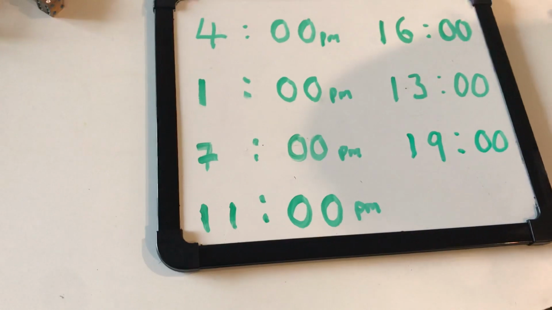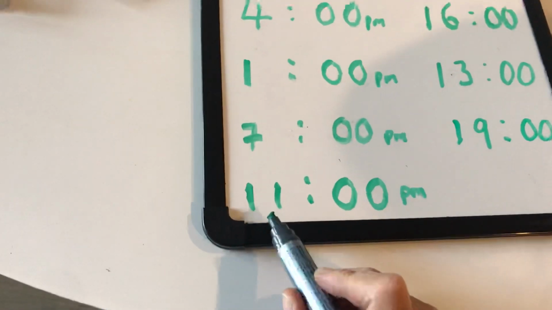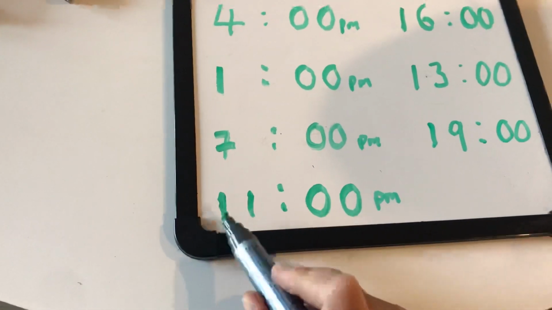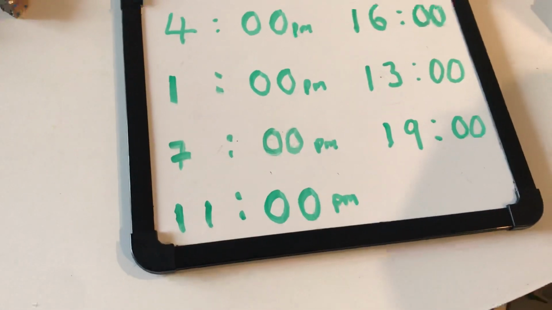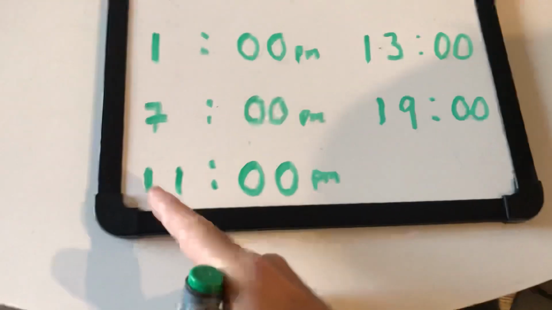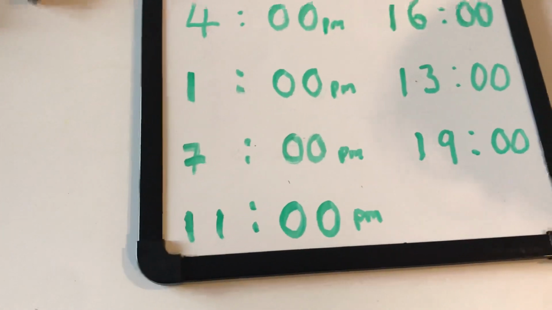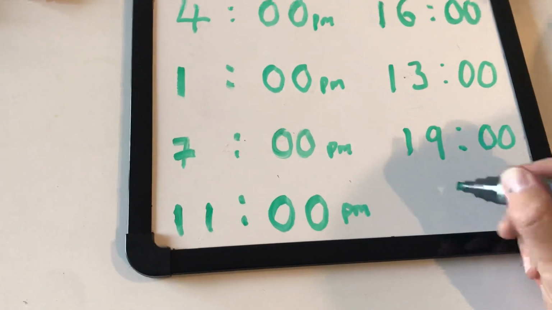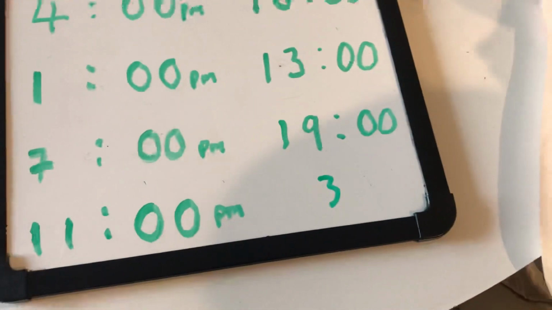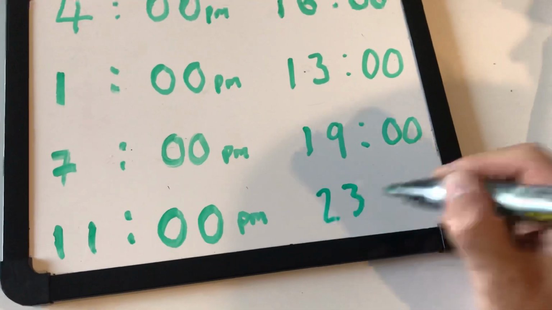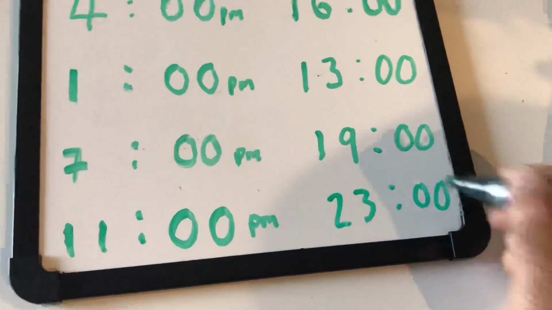11. Okay, this is where it gets a little bit trickier because you've already got 1 in the 10s column, in the 11 o'clock. You're still adding the 2. So what would this one be? Add 2 to the 1. 3. Good. Now it's not staying as a 1. You've got to add that 1. So what would that 1 become? 2. 23. 2300 hours. See how easy that is?